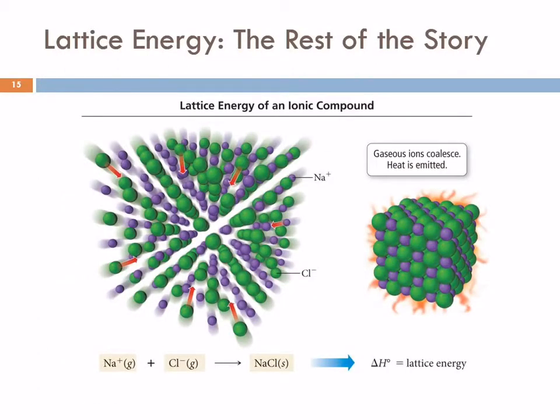So here's an illustration of what's going on with that. If you're starting with sodium ions and chloride ions in the gas state, and those come together to form sodium chloride, the energy that's given off when that happens is the lattice energy. So here we've got all these ions floating around as a gas, and as they come together and form a solid, a lot of heat is released. And that's the driving force for the reaction.